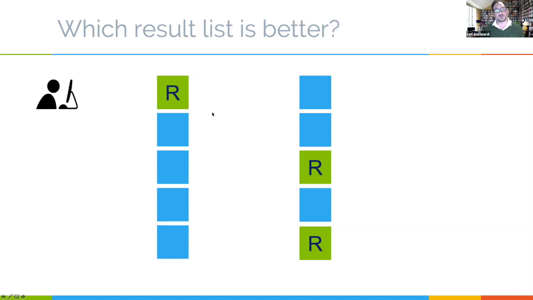So the expected utility of the user really depends on how they're likely to interact with these ranked lists. Are they willing to go deep? How many items are they willing to look at? Where is their main focus? Is it mainly on the top or on the bottom?